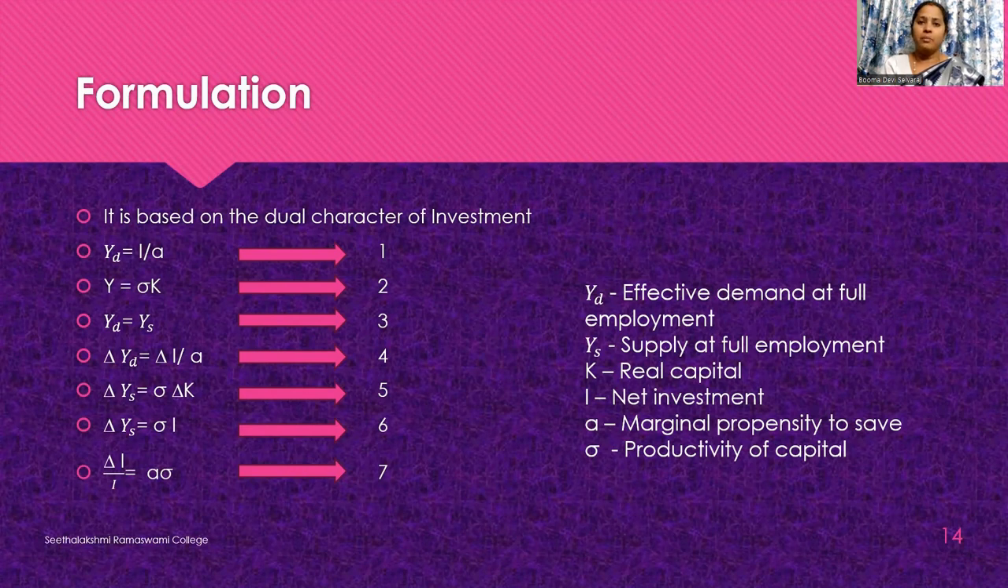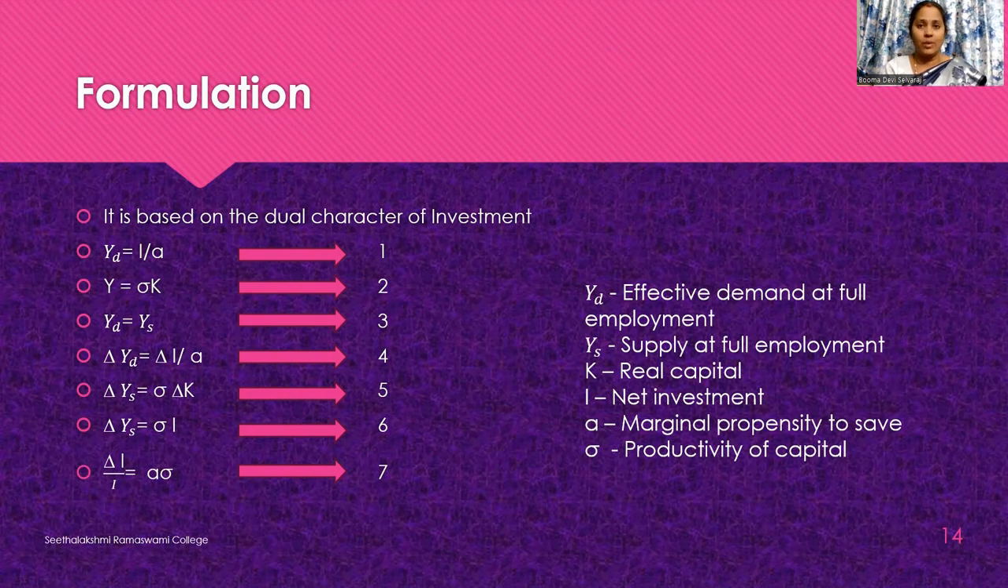For equilibrium, demand and supply should balance. So here we have the third equation, Y_D is equal to Y_S, where the equality explains the condition for steady growth. In order to maintain steady growth, the increment to the demand and supply equation is given as change in Y_D is equal to change in I divided by alpha. Increment only in the effective demand and investment because these are variables. But there is no increment in alpha because it is constant.